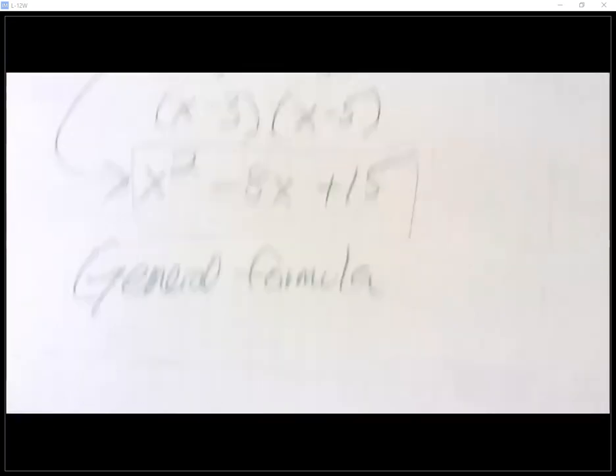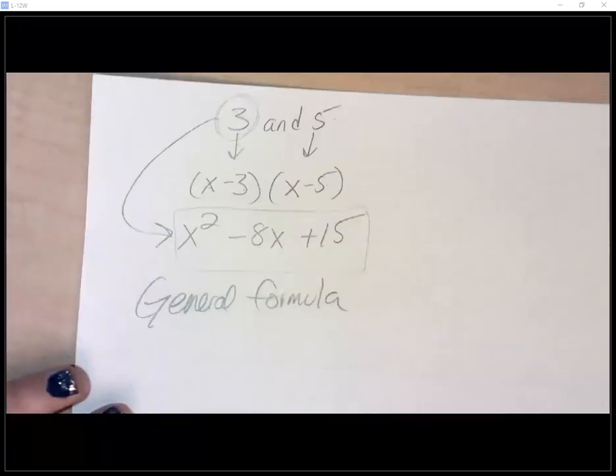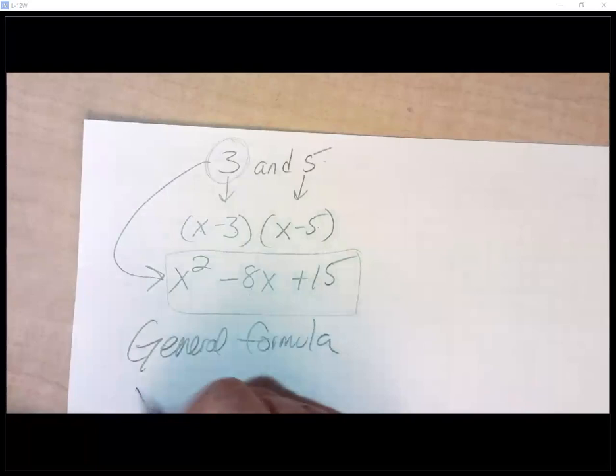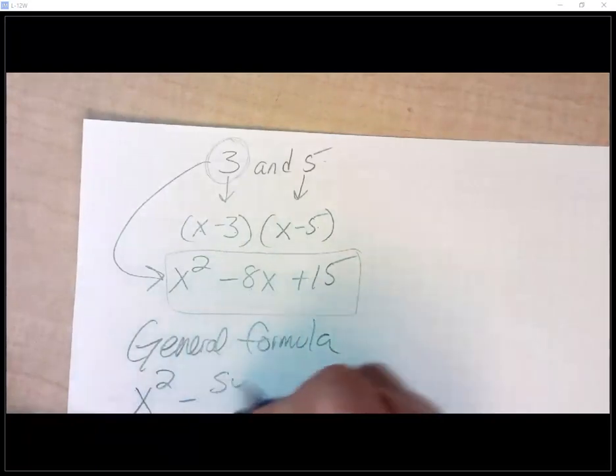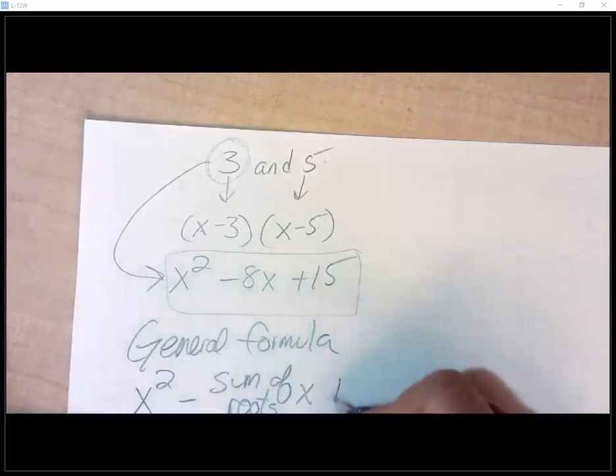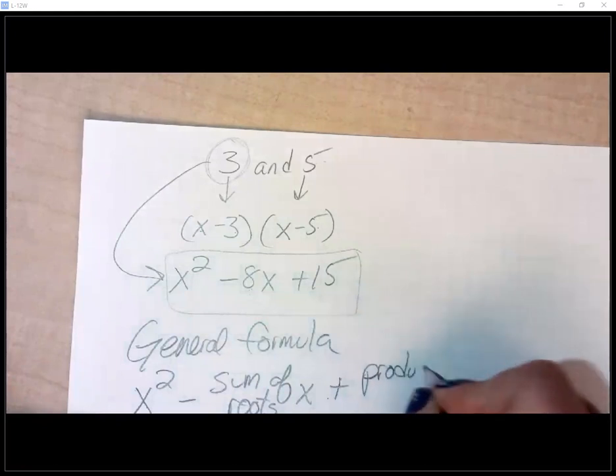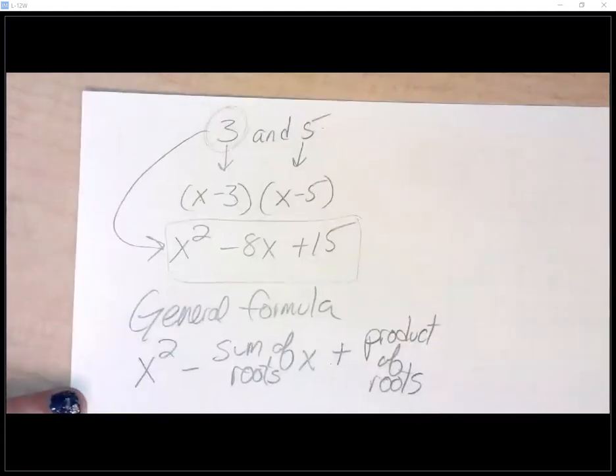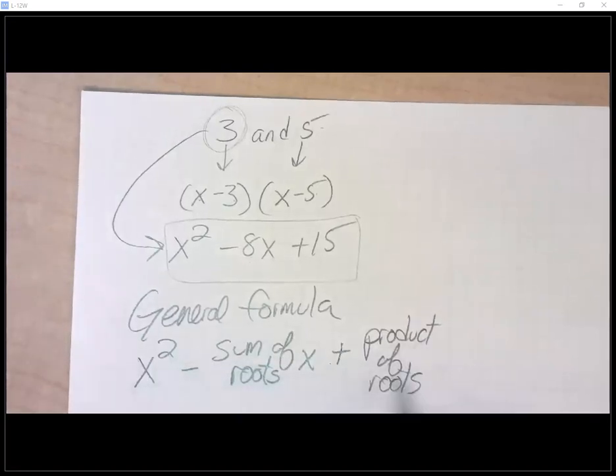Ready? Oh, let me get this in the screen. This is fascinating stuff right here. It's going to be x squared minus the sum of your roots times x plus the product of the roots. You should write that down somewhere because that's super useful. And it works even if you change the signs. It doesn't matter as long as you always do minus whatever the sum is plus whatever the product is.